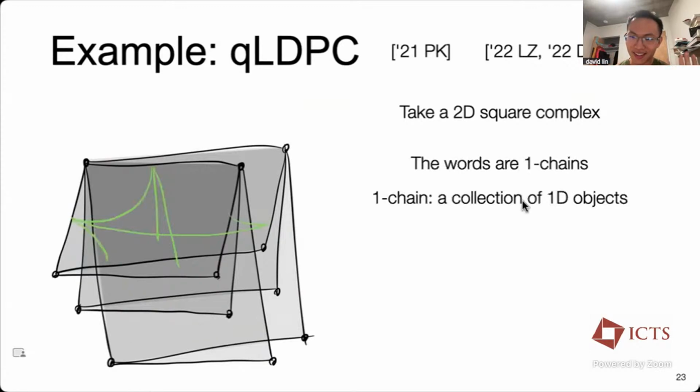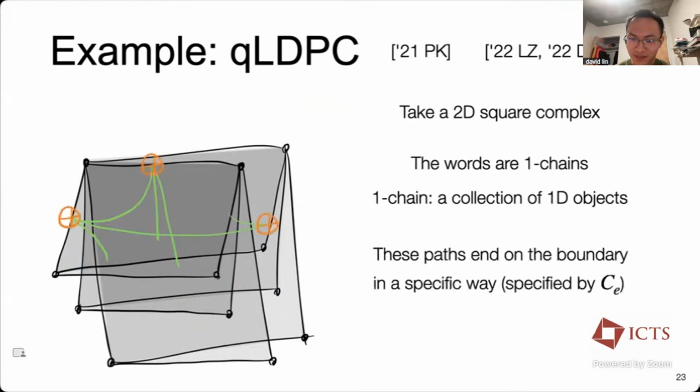So now the words are the one chains. So what I mean is that you have this base complex, two-dimensional, and on top of it, there are a bunch of these one chains, kind of like spaghetti, like a bunch of lines. And I'll refer to these lines as paths because now they can curve around in arbitrary ways. So these paths have to end on these boundary edges in, again, a specific way determined by the local code.